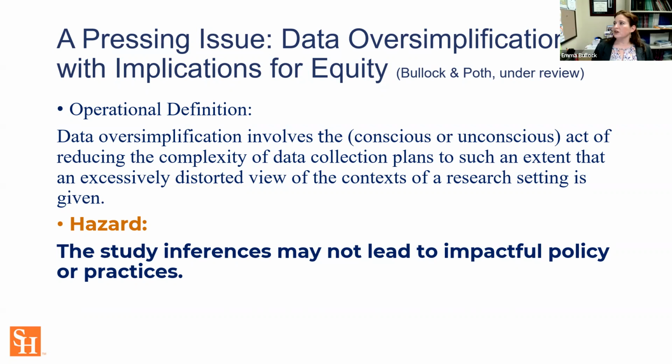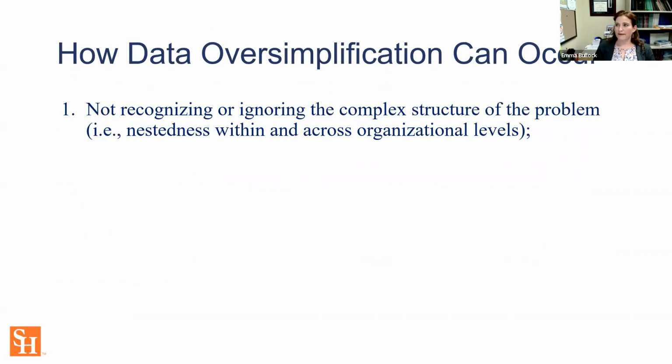So how can data oversimplification occur? There are 4 different ways that we identified as how it can occur. And perhaps there are other ways. Like I said, we are in the weeds right now, trying to make this very accessible and understandable.